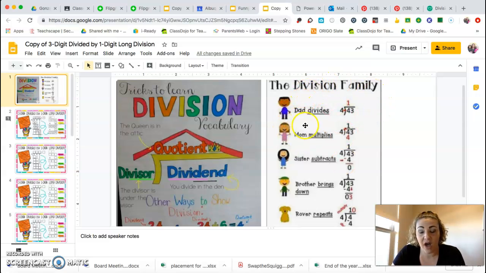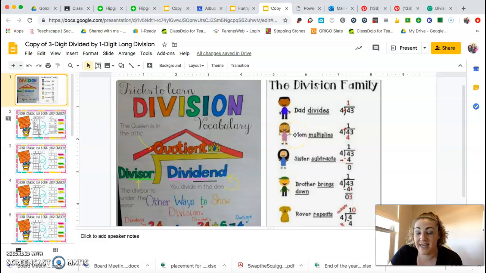We always start off with the head of the household, dad, and dad divides. We take our divisor and divide it into the first digit of the dividend, which is the largest digit. Division is the only operation where we don't start in the ones place, we start with the largest place value. So dad divides: 4 goes into 4 how many times? 4 divided by 4 is 1. So we put the 1 up above the 4, the 4 tens.